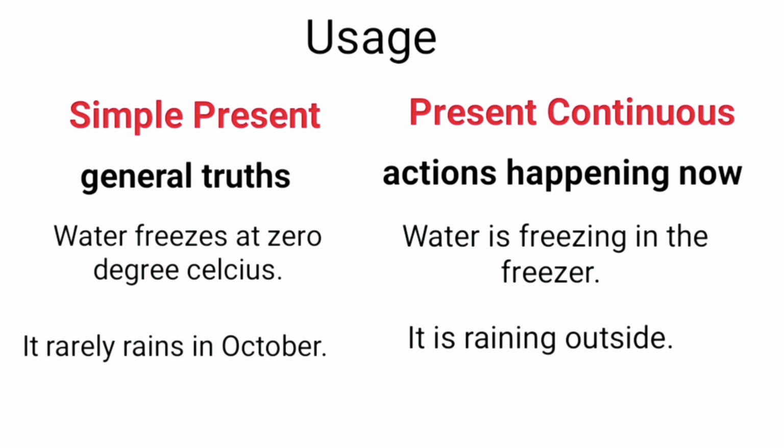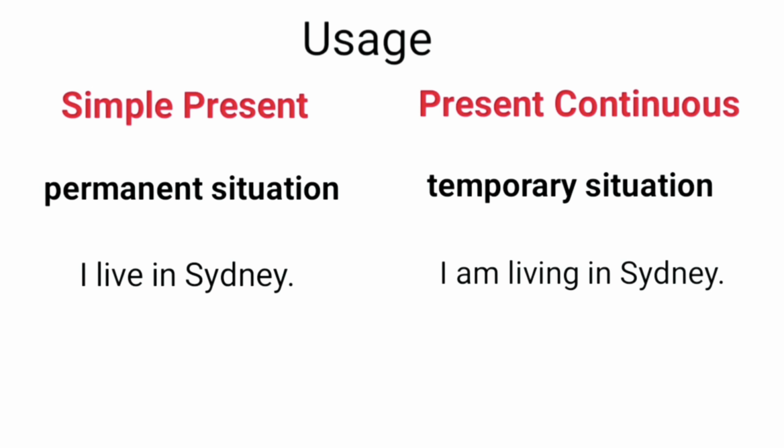Similarly, it rarely rains in October. This is a truth. While "it is raining outside" is an action that is happening at the moment. Simple present tense is used for permanent situations, while present continuous tense is used for temporary situations.